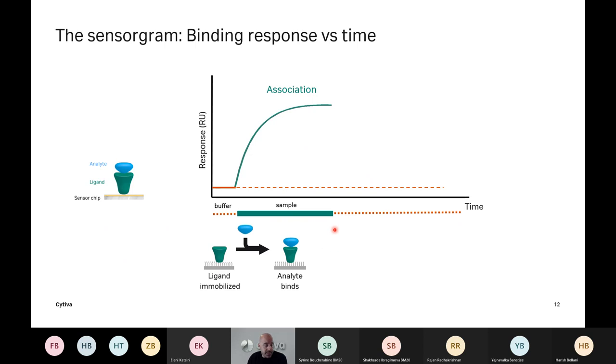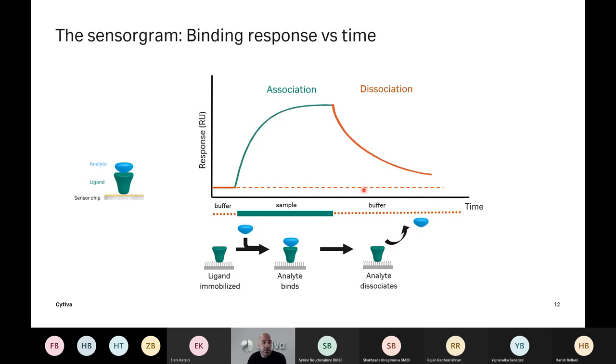But then at a certain time, we will stop the sample injection and there will be running buffer flowing over the surface again. So at this moment, the sample concentration is zero. It's only buffer running over the surface, and this will allow us to monitor the spontaneous dissociation of the complex in the conditions of the running buffer that we are using. Okay. So from here, we can have complete information regarding the interaction, the association and dissociation of the molecules in the conditions of the running buffer, and the temperature conditions that we are using as well.